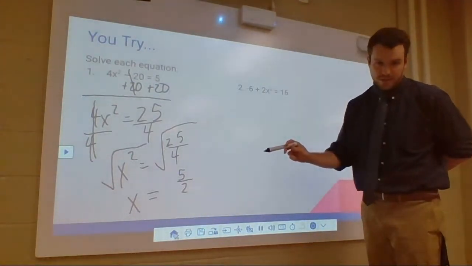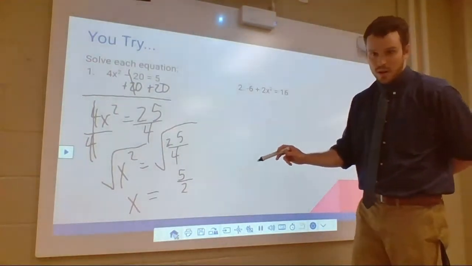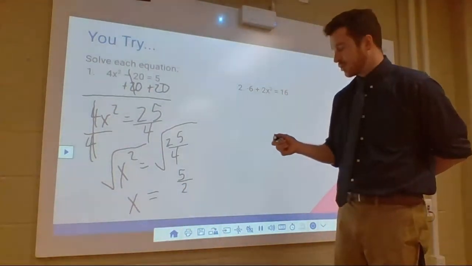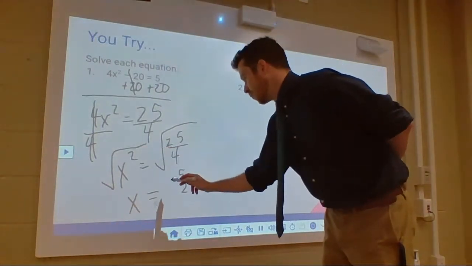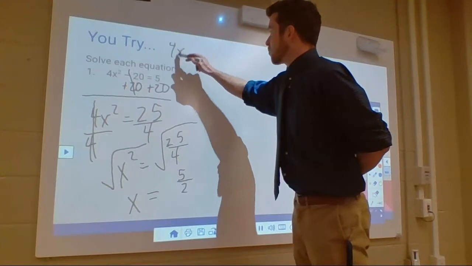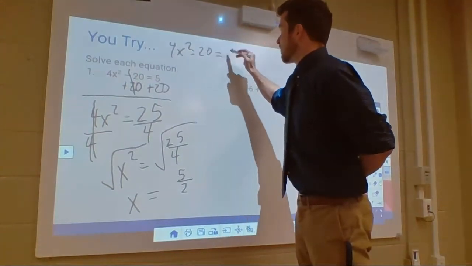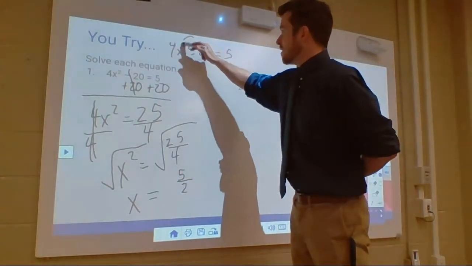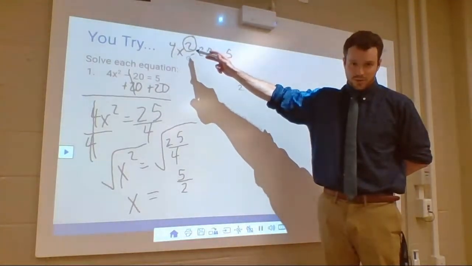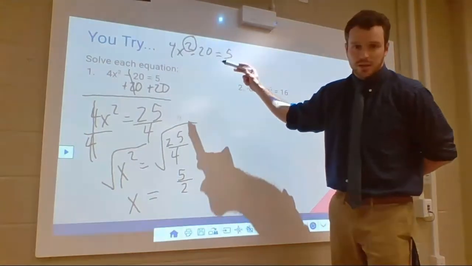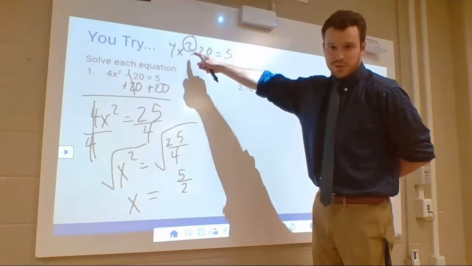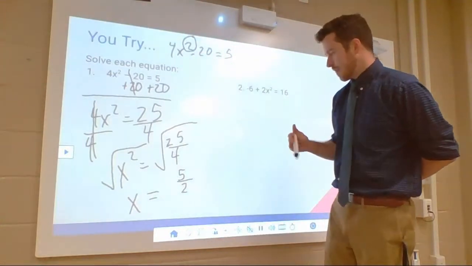Now, we're not done yet. We're almost done, but 5 over 2, or 5 halves, is not the only solution. We had 4x squared minus 20 equals 5. That was the original problem. This 2 right here, we'll talk about this more in the future, but that exponent of 2 is called the degree, and the degree tells us how many solutions we're going to have. Since the degree is 2, we're going to have 2 solutions.